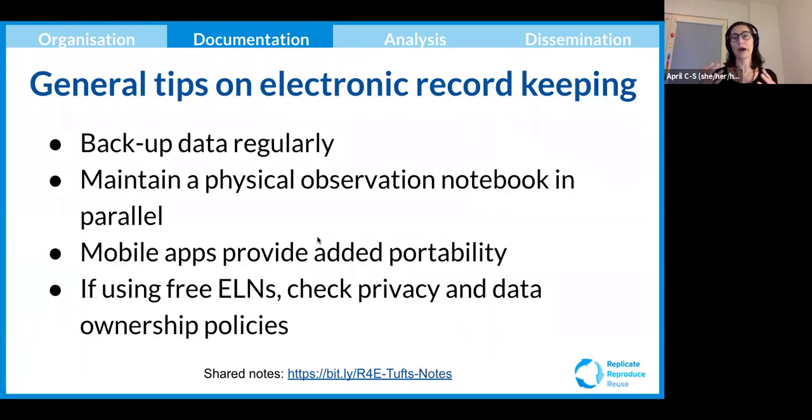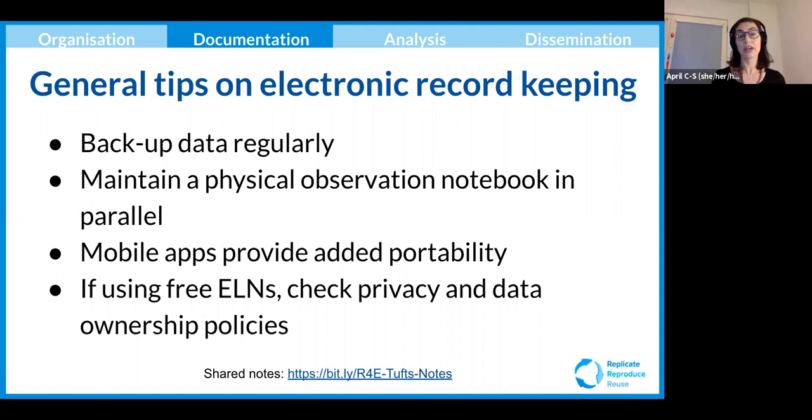So just to keep a few tips in mind, always make sure you're backing up your data regularly. If you have an electronic lab notebook, make sure that data doesn't exist only in one place. Either keep it in the cloud and locally on a hard drive, or maybe a hard copy and locally and on the cloud. Maybe you have a server at your institution where you can back things up. If you are taking physical observations, keep those in a notebook in parallel.